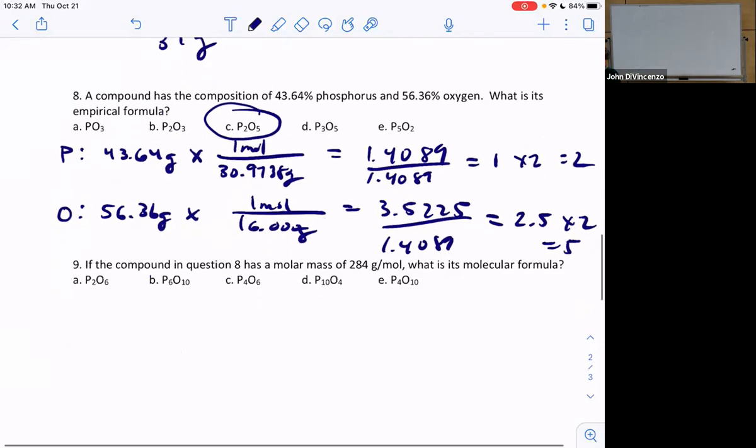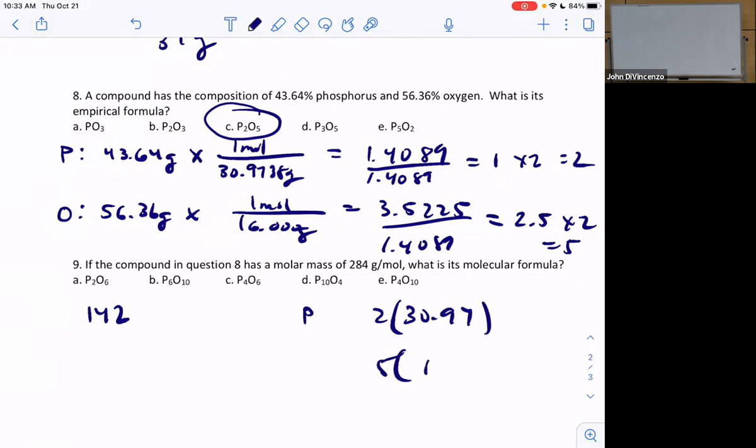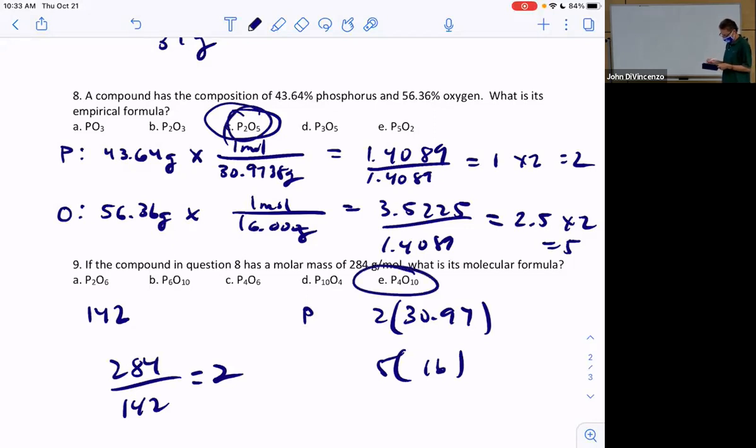Right, we've got to find the P2O5 weight. So that's going to be, what'd you get? 142. 142. So basically we took phosphorus, which was 2 times 30.97 roughly, and then 5 times 16, and we get about 142. And that's easy enough because you can see 284 is 2 times 142. So 284 divided by 142 equals 2. Multiply 2 times each of these up here. P4O10.